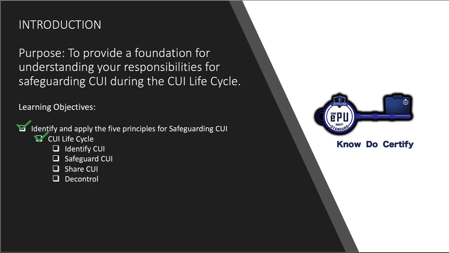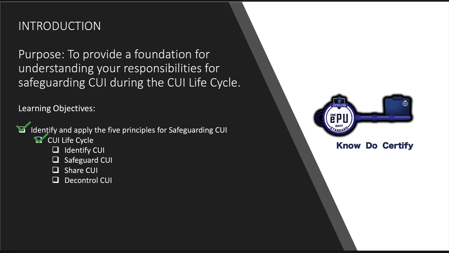Now, the CUI lifecycle is composed of 4 different components. And those components are identifying CUI, safeguarding CUI, sharing CUI, and decontrolling CUI. Those are important because when we looked at the CUI Fundamentals course and began to build a foundation on identifying CUI, that's the critical portion of the CUI lifecycle because we can't safeguard it until we identify what CUI is and the category that CUI belongs to.